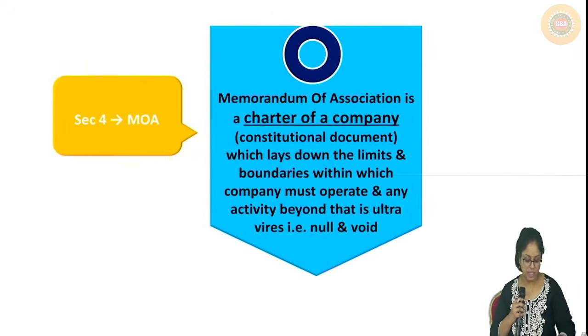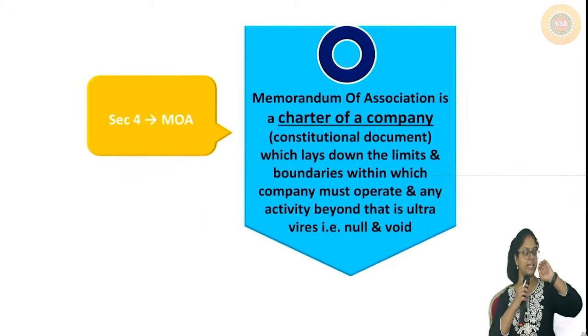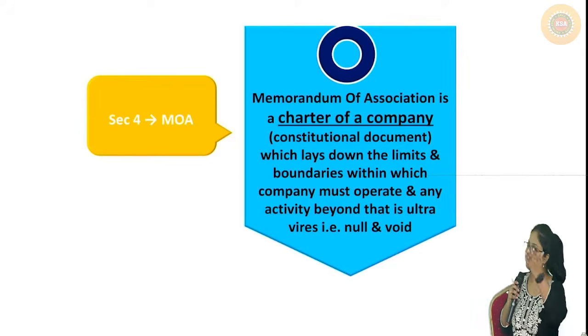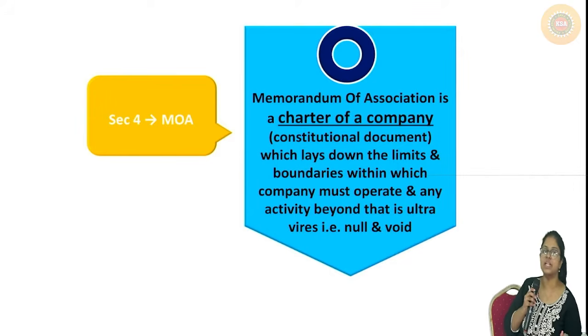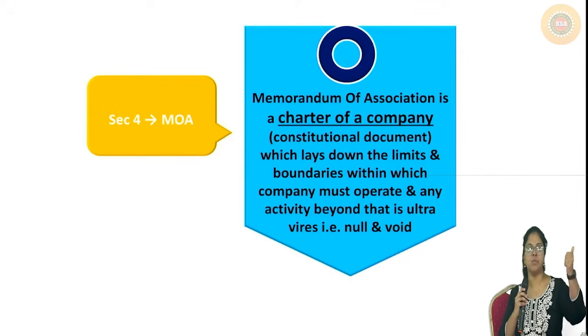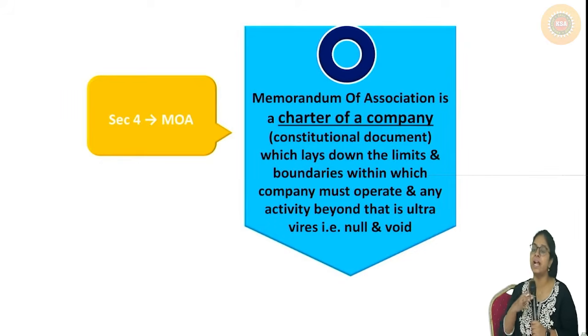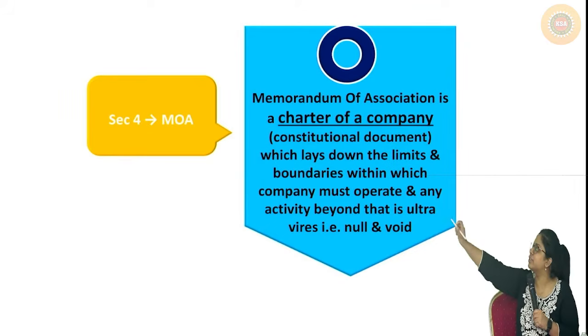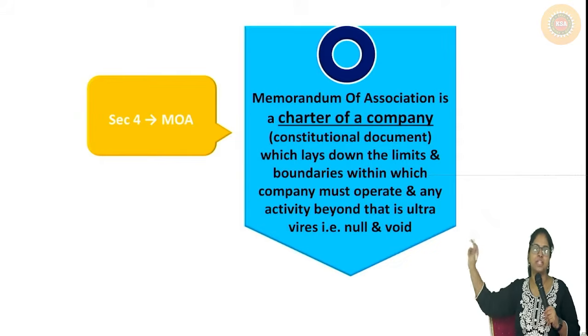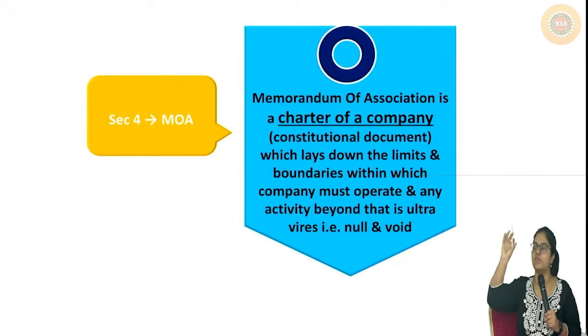I hope you actually went through your ICAI material and did read that MOA definition. If you did not read, we'll do it now. So basically, there are two important documents for a company. One is called a MOA and another is called an AOA. MOA is nothing but a Memorandum of Association, also called the Charter of a company. Charter means it's the main document for any company.